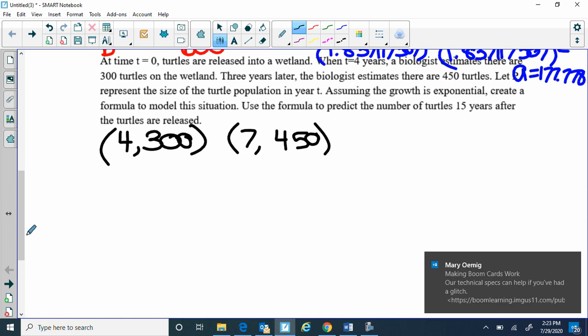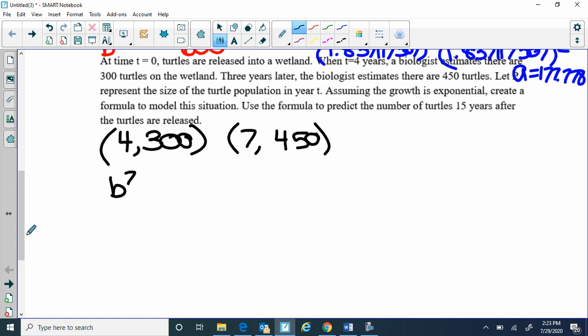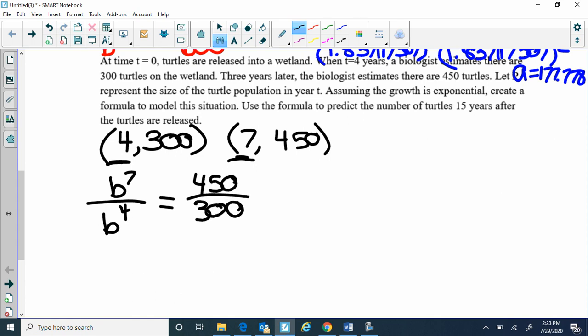First, we should set up a ratio. So b to the 7th, that's my x value here, over b to the 4th, because 4 is my x value here, should give me 450 over 300. And again, because this is exponential, we should have ratios. We don't want that just strict slope of y2 minus y1 over x2 minus x1.